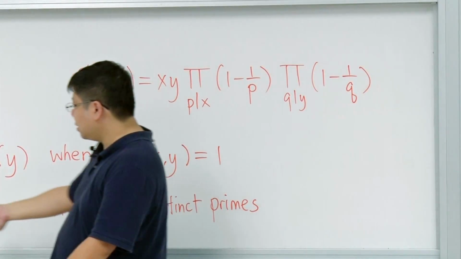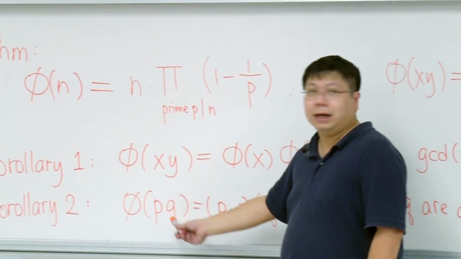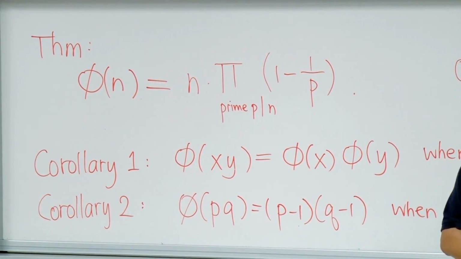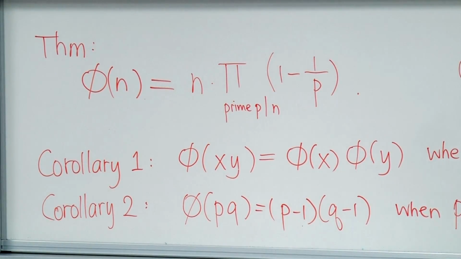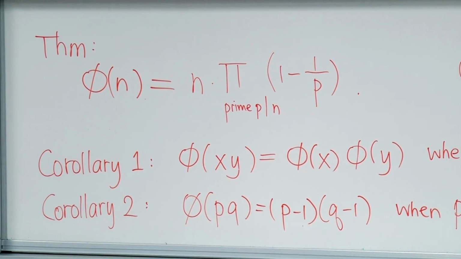And then the other one is a special case of this one. If x and y are distinct primes p and q, then phi(pq) is equal to (p minus 1) times (q minus 1). Is that okay? That's it. Okay, so we are done with the discussion of this Euler phi function.